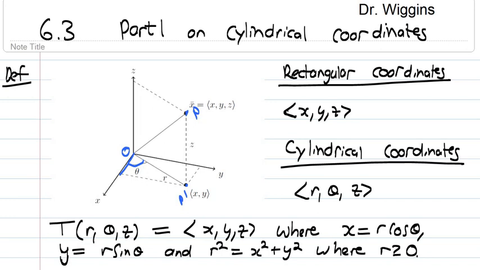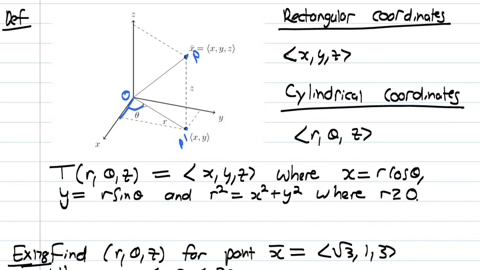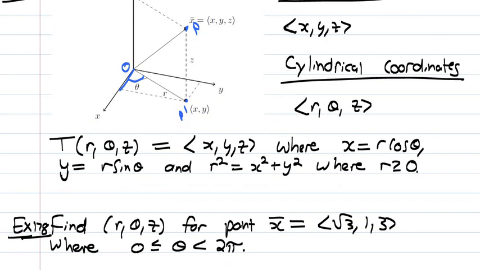So as always, this means that x is r cos theta, y is r sin theta, and r squared is x squared plus y squared, where r is greater or equal to 0. So this is the definition of cylindrical coordinates. Alrighty, so you got to know how to jump between rectangular coordinates and cylindrical coordinates and vice versa. So let's do an exercise where we jump from rectangular coordinates to cylindrical coordinates. This is example 17a. So we want to find the cylindrical coordinates for the point root 3, 1, 3, where we want the angle to be between 0 and 2 pi.